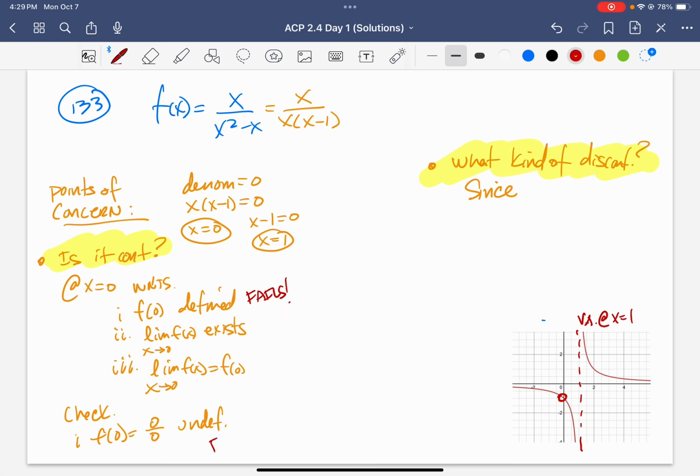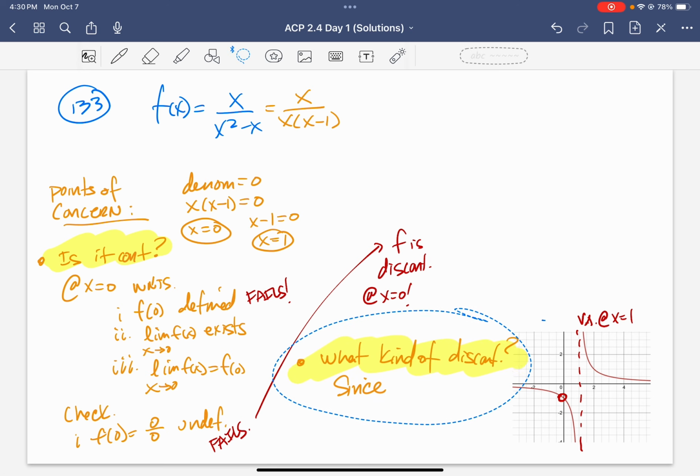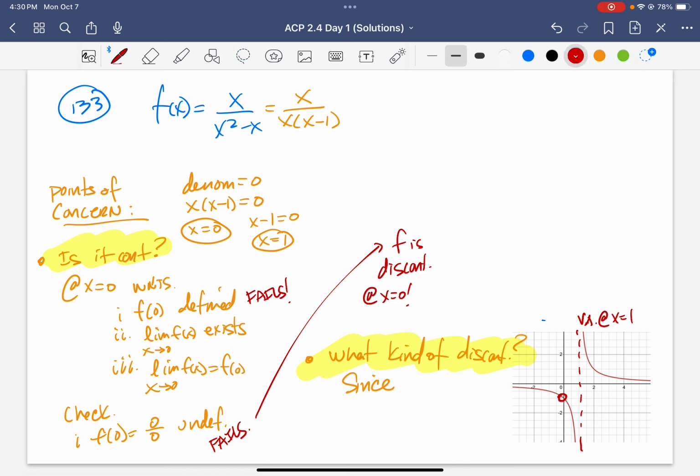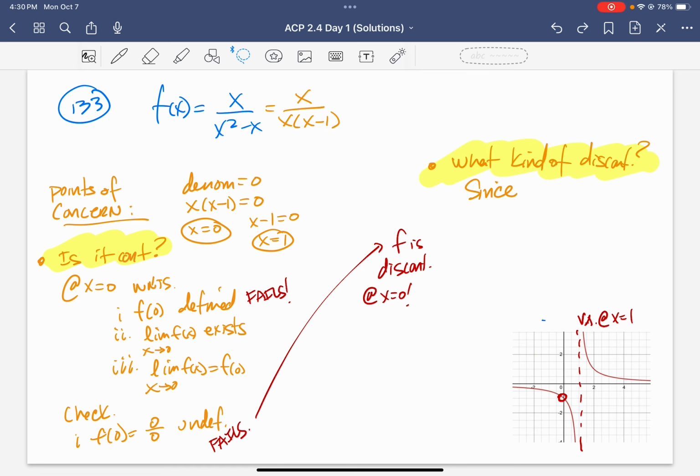And so we see that f is not continuous, or I should say f is discontinuous at x equals 0. Okay. So it's discontinuous at x equals 0. So what kind of a problem is it? Well, notice, let me put that back up here.